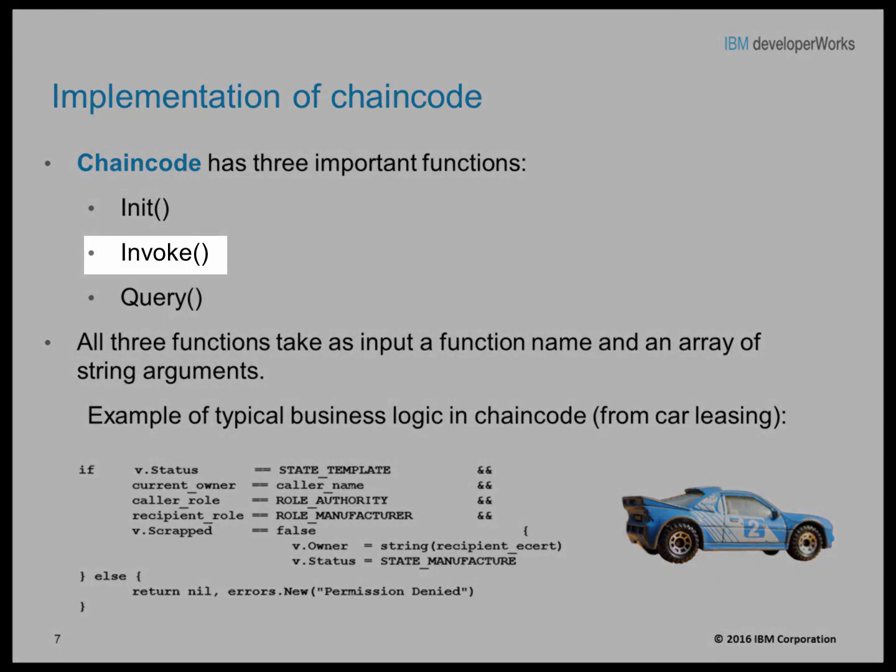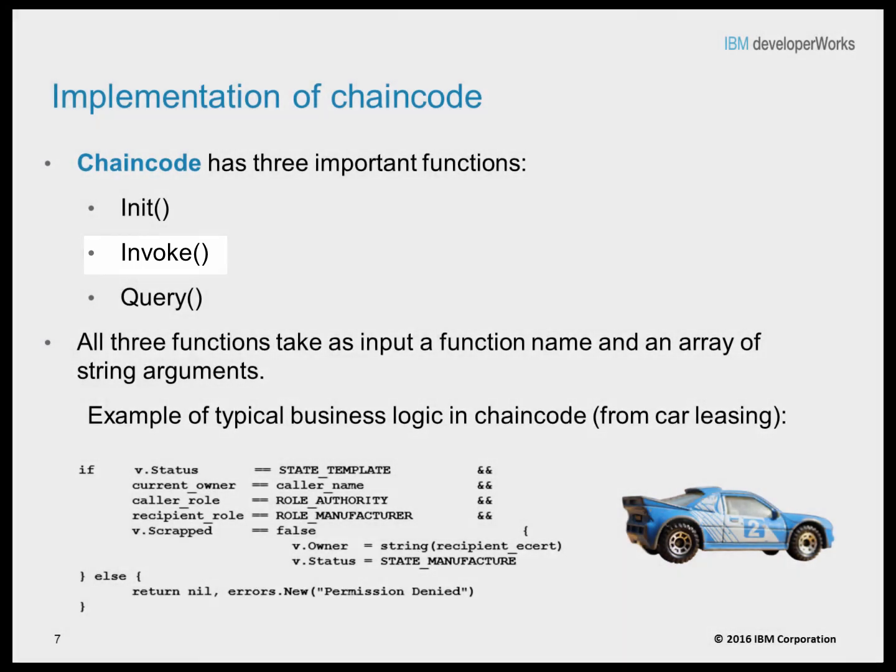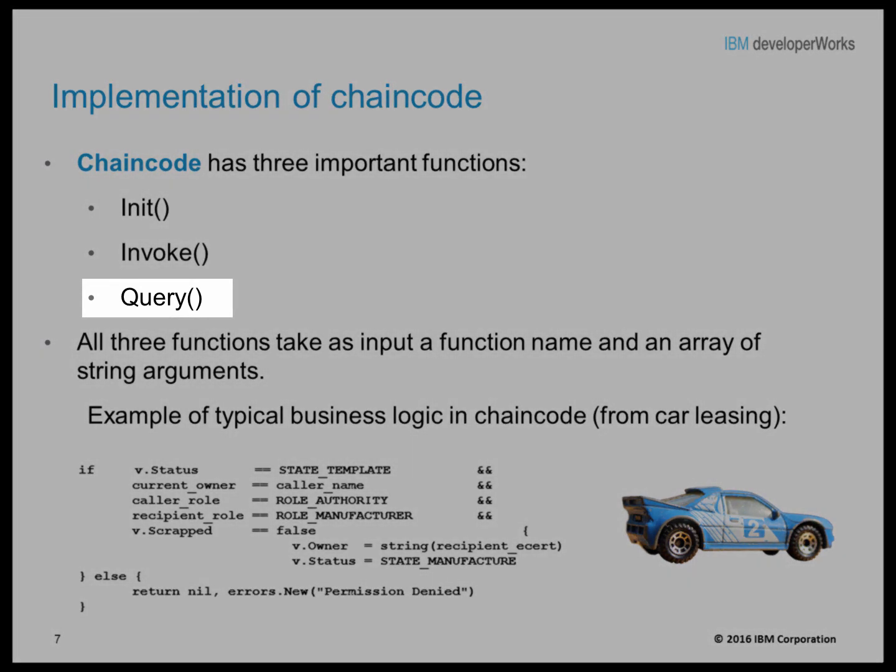Next, it is invoke. Invoke is called when you want to call chain code functions to do real work. Invoke transactions will be captured as blocks on the chain. The structure of invoke is simple. It receives a function argument and based on this argument calls Go functions in the chain code with the string array as input.